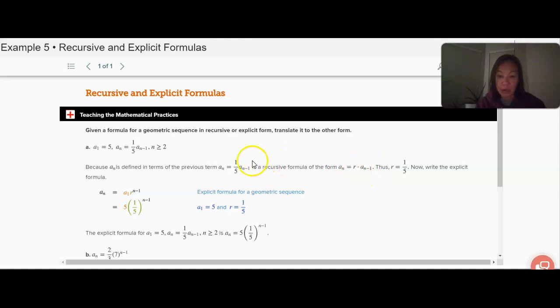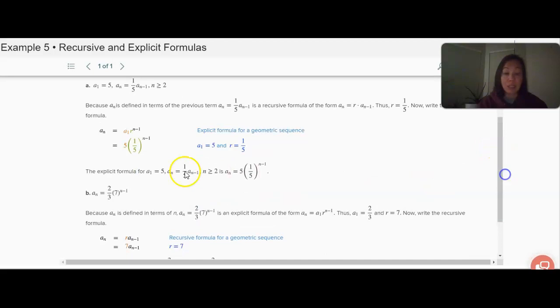r is this number in front. So r is 1/5. So we have a1 and we have r. So we can plug this into the explicit formula that we just looked at, 5 times 1/5 to the n minus 1. So again, how this is helpful: the recursive formula is good if I know the previous term, but if I want the 100th term, I would need to know the 99th term to be able to find the 100th. Here I can find the 100th term without knowing what any of the other terms are, as long as I know these two, okay?